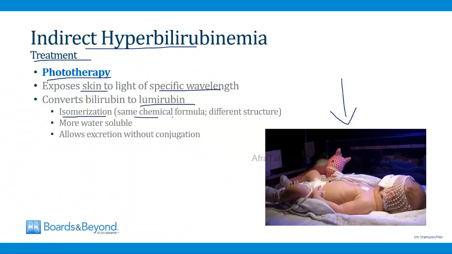Lumirubin has the same chemical formula as bilirubin, but a different chemical structure. And because of that different structure, lumirubin is more water soluble, and this allows it to be excreted without having to go to the liver and become conjugated, and therefore this increases the excretion of bilirubin and brings the level down until the baby develops enough to be able to process the bilirubin on its own.